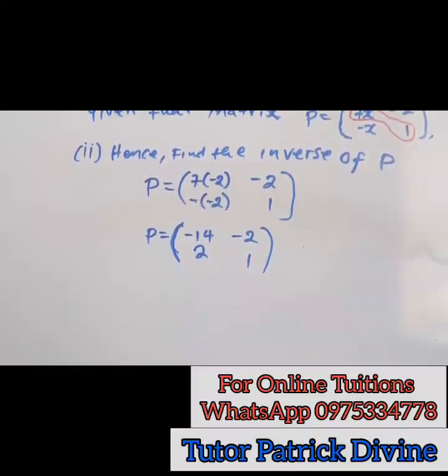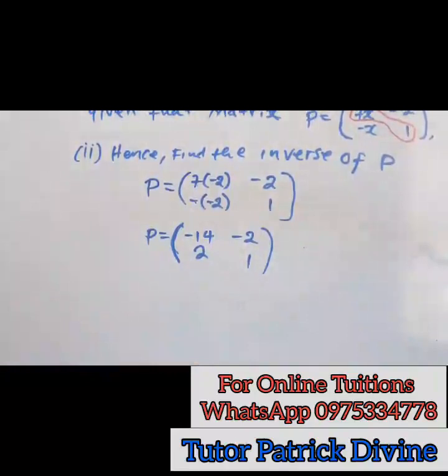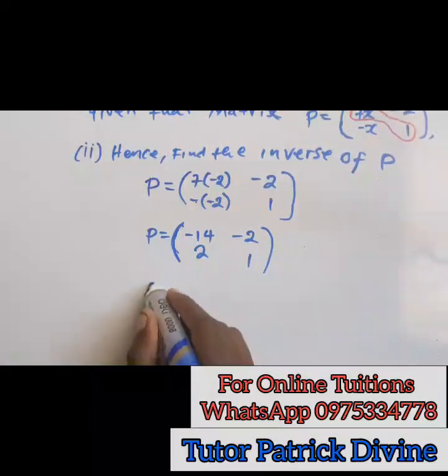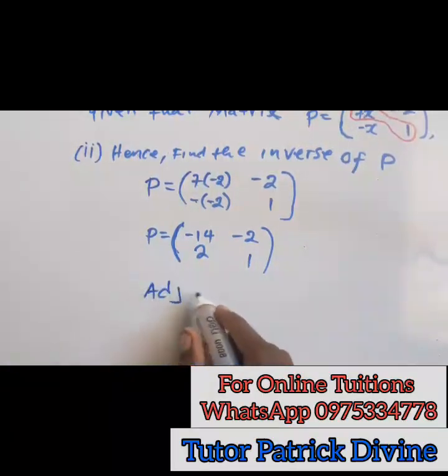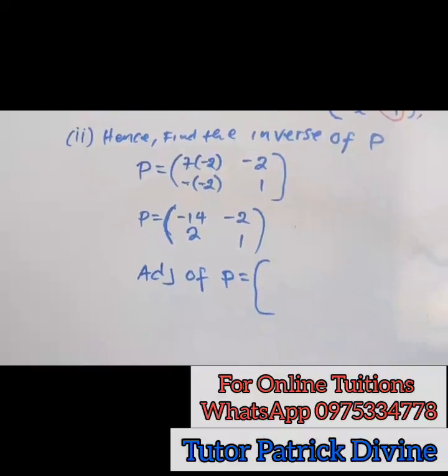So now what do you do next to find the inverse of P? This is where you find what we call the adjoint of P. So what is the adjoint of P? How do you find the adjoint of P?